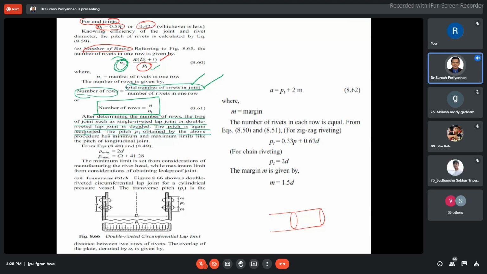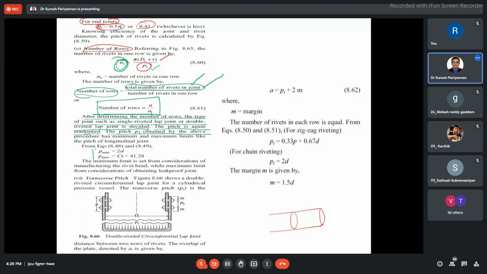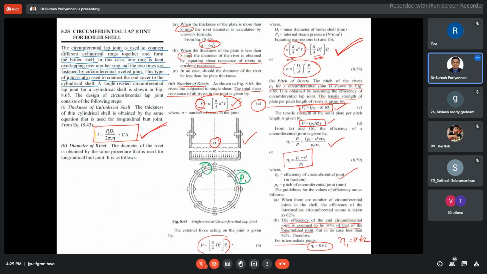Now see here, the maximum pitch. Here also they are using a standard condition, obtained from the Indian Boiler Regulations terms and conditions. P max is equal to 2D. I mean this pitch only we are talking about now.